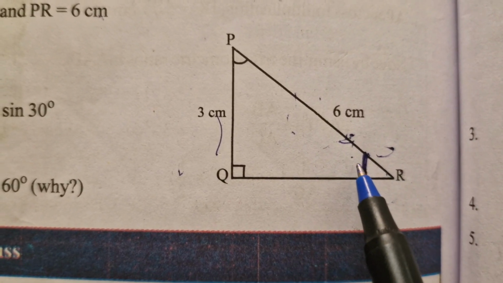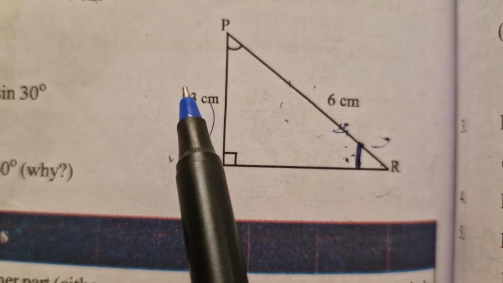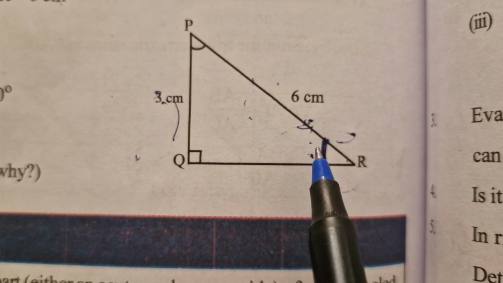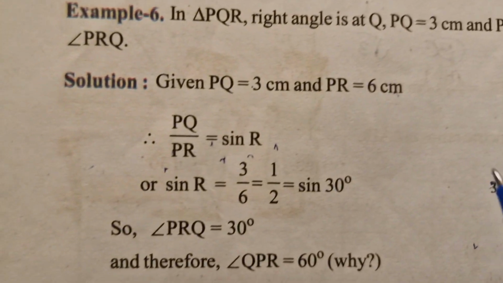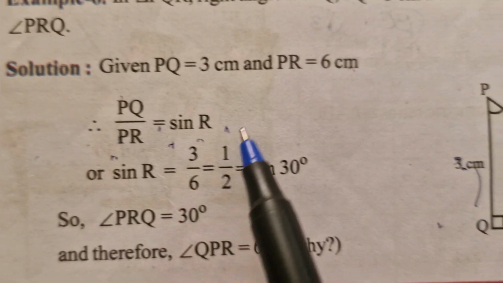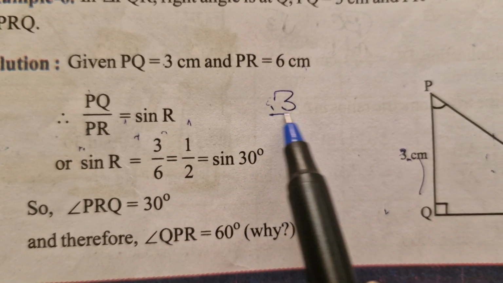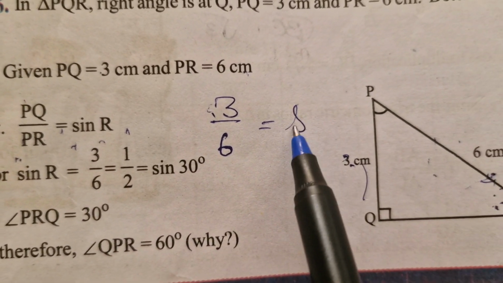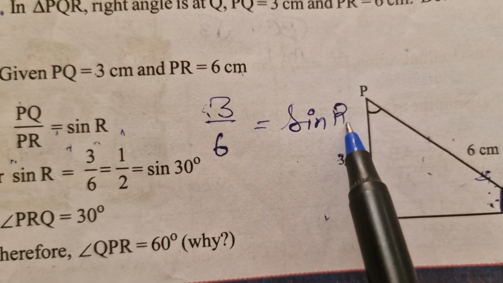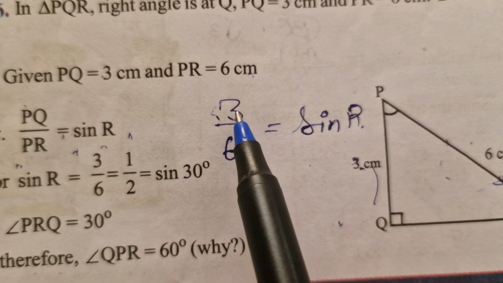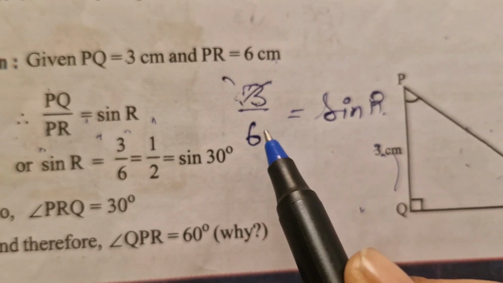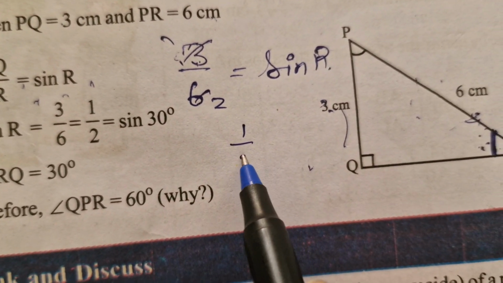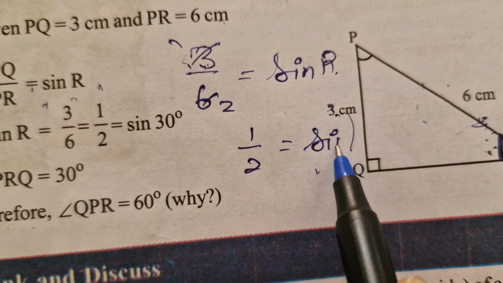So the opposite side of angle R is 3 centimeters and the hypotenuse is 6 centimeters. So PQ by PR, which is 3 by 6, is equal to sin R. 3 ones are 3, 3 twos are 6. So 1 by 2 is equal to sin R.